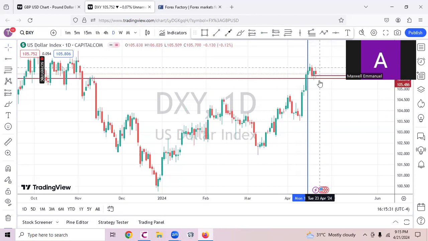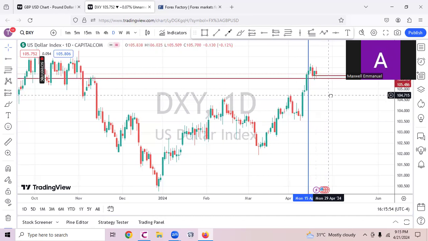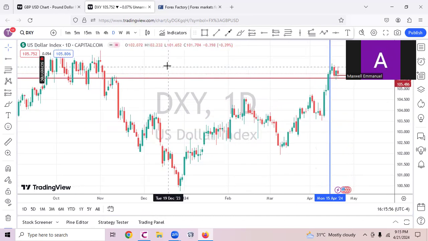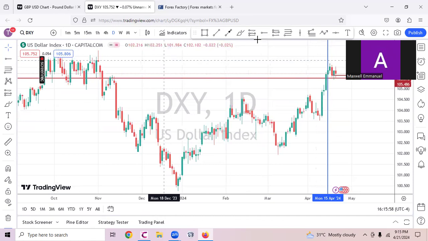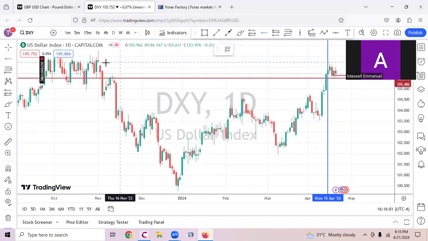So before we go bearish on DXY, we want to be sure that this support is cleared, is broken. So we have to wait for a bearish candle to close below the support before we go bearish on DXY. I hope you are following. This support must be broken. Also, if we go back here, you would see that we had a fair value gap here.